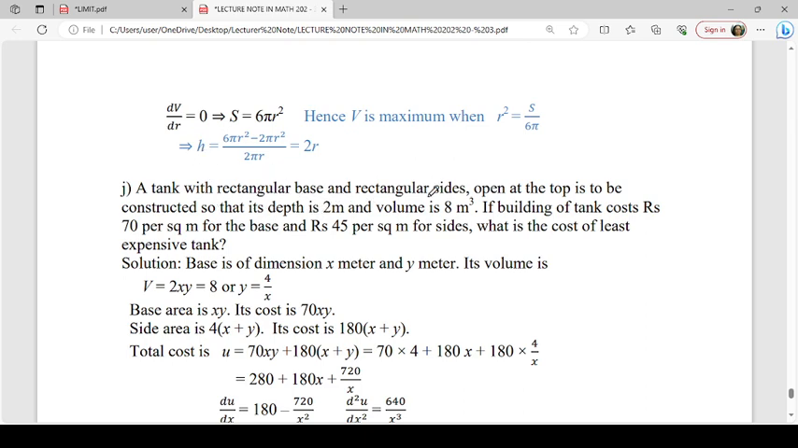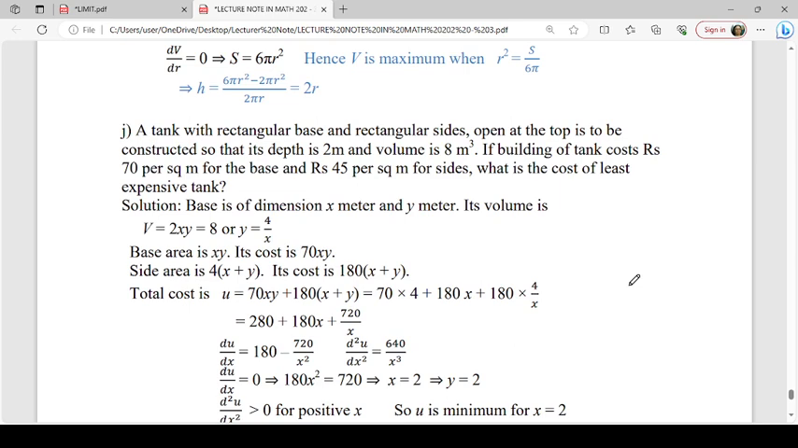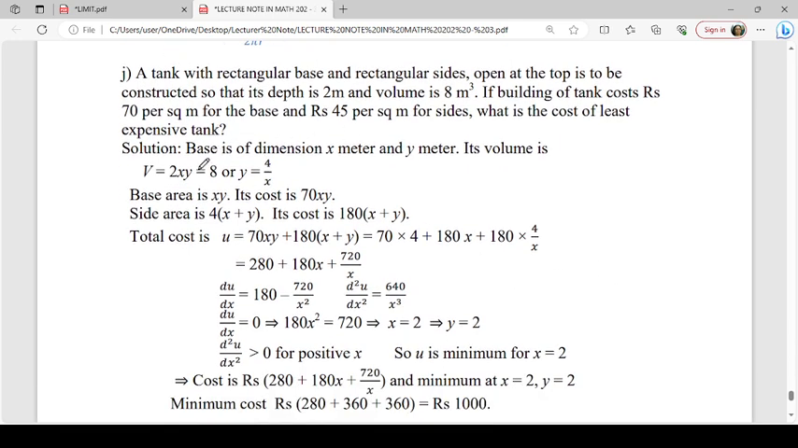A rectangular tank with a square base is open at the top. So what is the cost of the least expensive tank? Means we have to find the base area. So the side, total cost is this. So cost is for this construction. So how are we finding the cost? Total cost is this one.